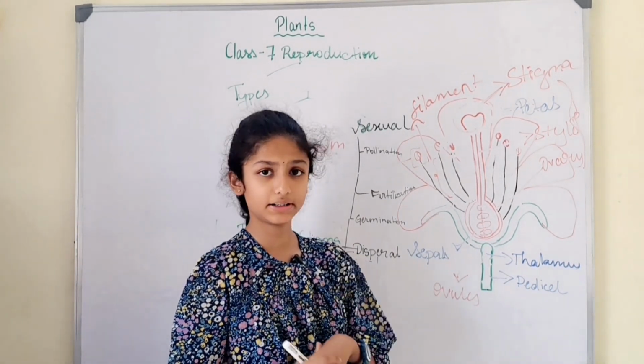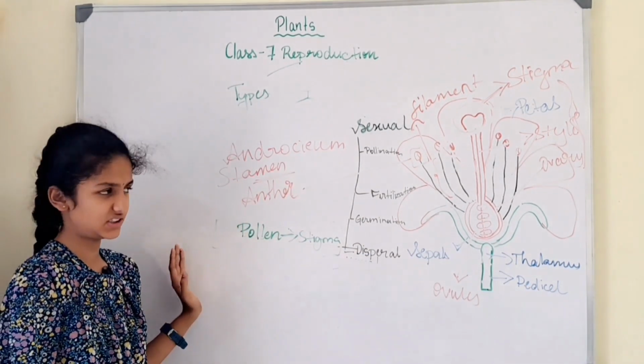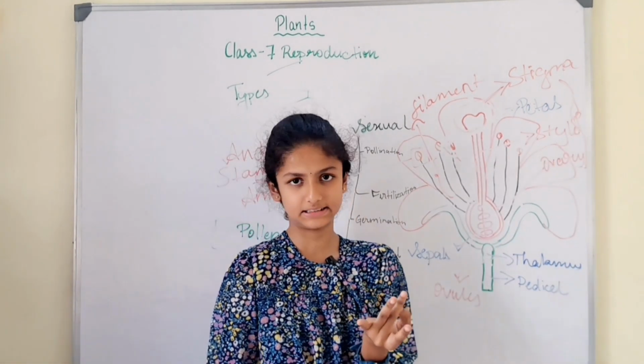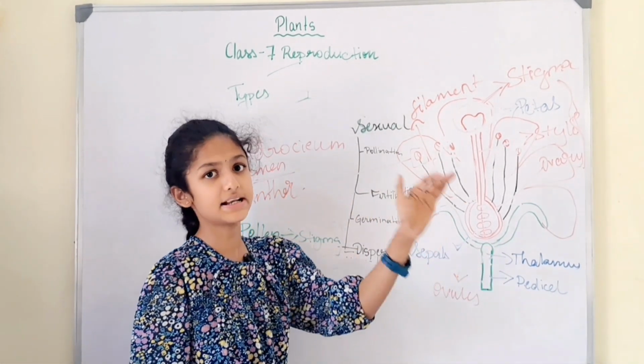Water also will pollinate in a few trees. Pollination agents we saw: water, wind, and insects. Let us go to fertilization. It is the next step.